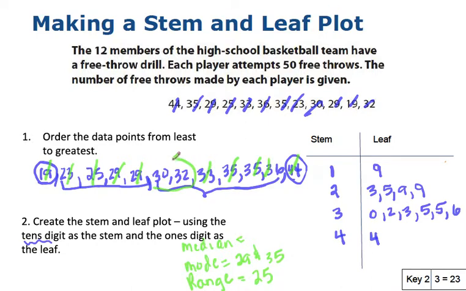Remember, I've already listed them in least to greatest order, so it's pretty easy to find my median. And here's my 2 numbers. What's between 30 and 32? We have a 31. So finding the data is pretty easy in a stem and leaf plot, but it condenses it so it's pretty simple to be able to determine. Remember to look for your key or place a key if you are creating your stem and leaf plot.